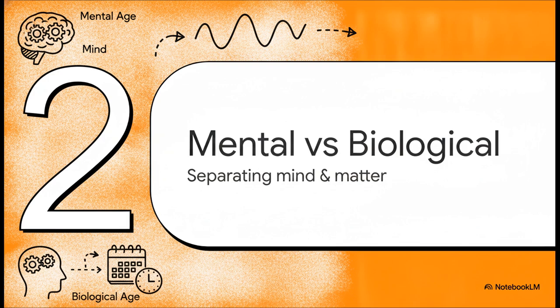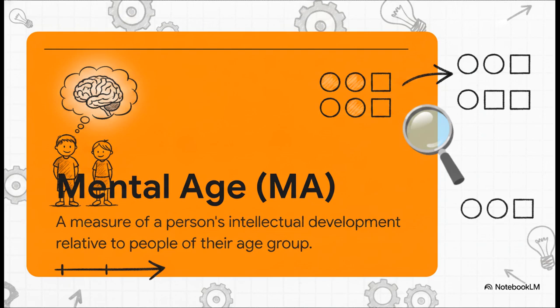Section 2. Mental versus biological age. Separating mind from matter. To really grasp what an IQ score is, we first have to separate a person's cognitive development from the actual date on their birth certificate. Binet and Simon gave us the concept of mental age, or MA. This is basically a measure of your intellectual development relative to people in your age group.